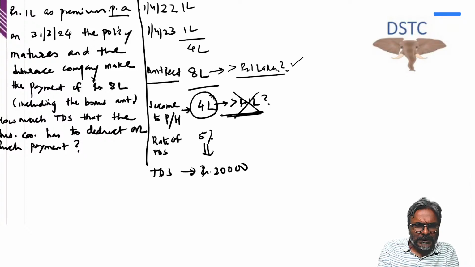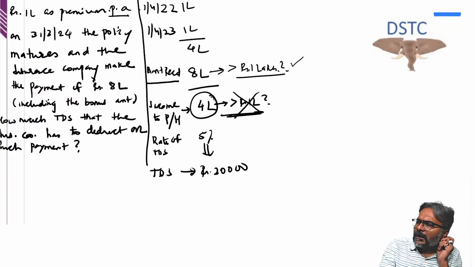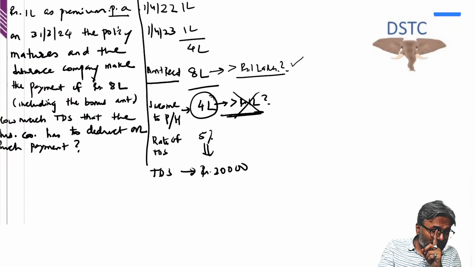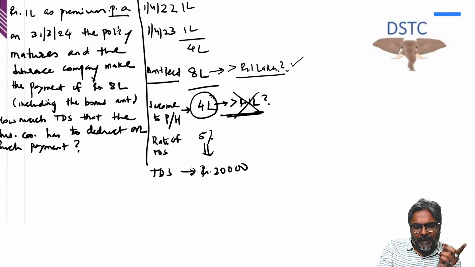And hence it should be distinguished that though the TDS under 194DA is on the income portion, the threshold exemption of rupees 1 lakh that is to be considered is on what? Is on the payment made by the insurance company to the policyholder. I hope that all of you are clear with this one. So this is what it is in this regard.